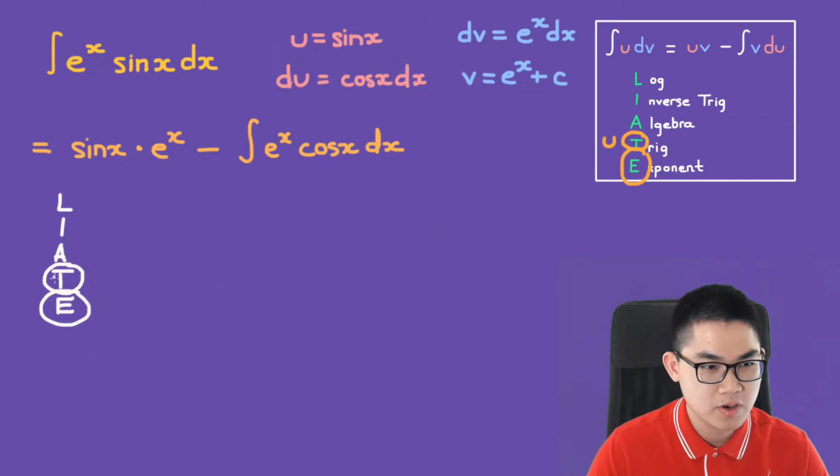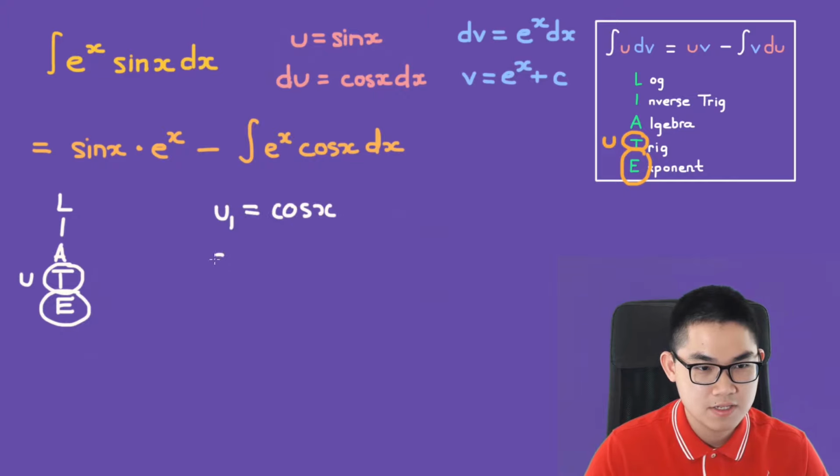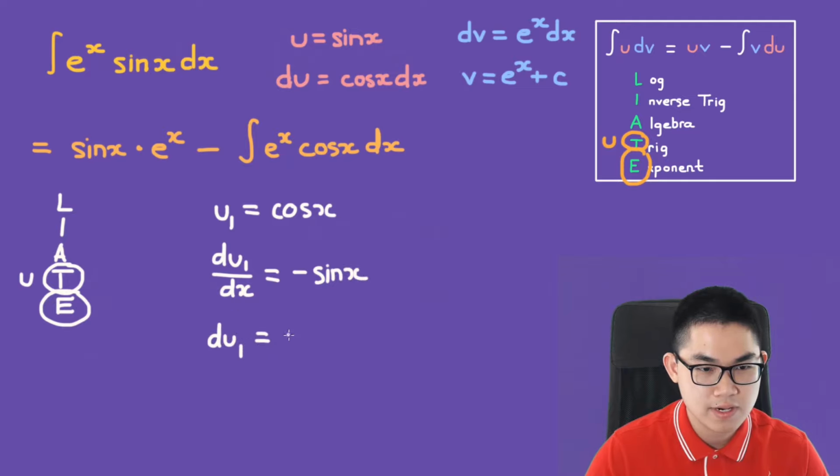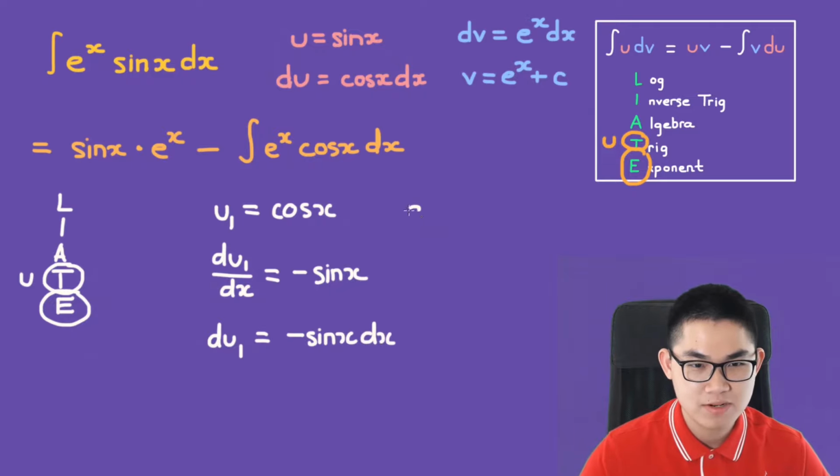So the first circle at the very top is going to be the u. So let u1 be cosine of x. So du over dx, the derivative of cosine, is negative sine of x. So du is equal to negative sine of x times dx. How about dv? Oh, dv will be e to the power of x dx.